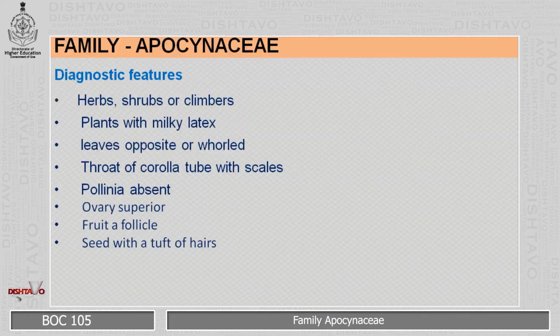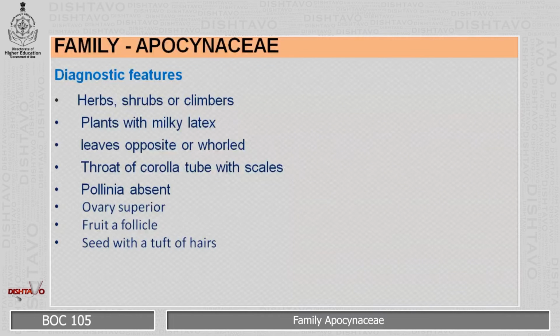Another very important character is that the leaves are opposite or whorled. Now all of you know the meaning of whorled leaf arrangement. At the node you will find a number of leaves arising at one point. There may be more than two. Then the throat of the corolla tube with scales. We said it is Gamopetalae, therefore it forms a corolla tube. With scales means sometimes hairs are present in the throat of the corolla tube.